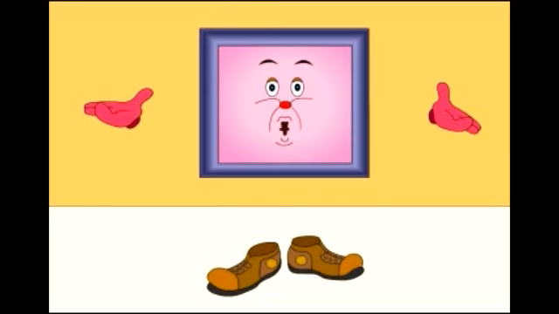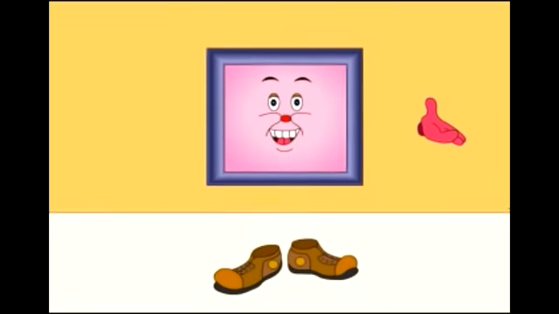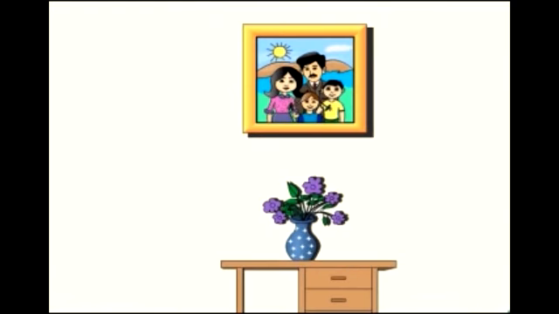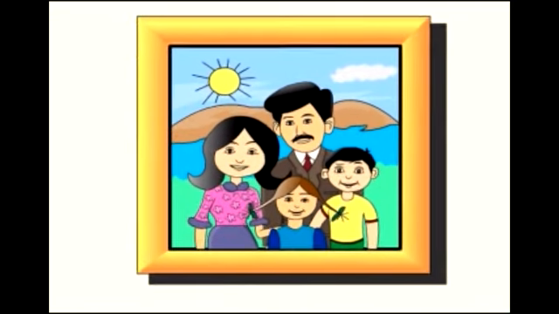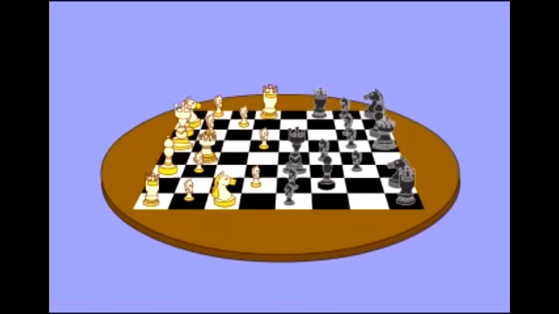Got it? Good! Let us now find out the objects which are shaped like a square. Here what you see is a photo frame. It's got 4 sides and all of them are equal. And this is a chessboard. A chessboard has got black squares and white squares. Chess was a game played by kings in the old days. Today it is considered a game played by very clever people.